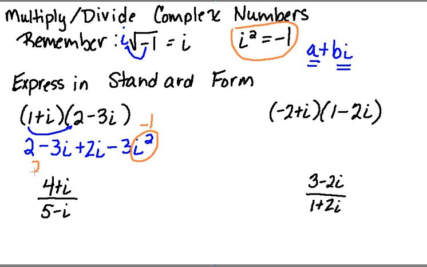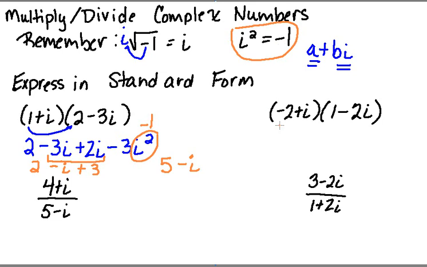So we end up with 2. I can combine these two just as if they were x. I got -3i and a positive 2i, and that's going to give me a -i. And then in this last term, I have -3 times a -1, so that's going to become a positive 3. Now I can combine my 2 and 3, and my answer becomes 5 minus i. So again, we're just treating the i like the x with one exception. Whenever we end up with i squared, we're going to want to substitute in -1.